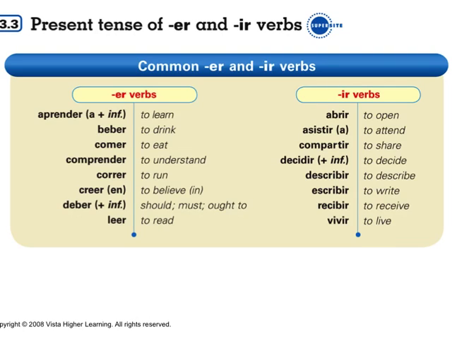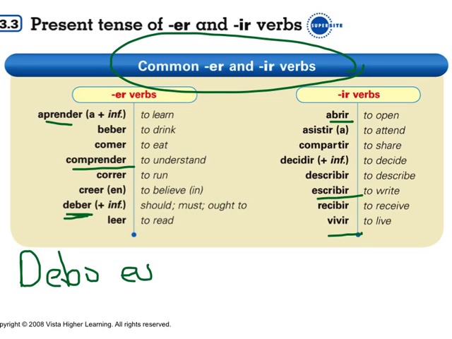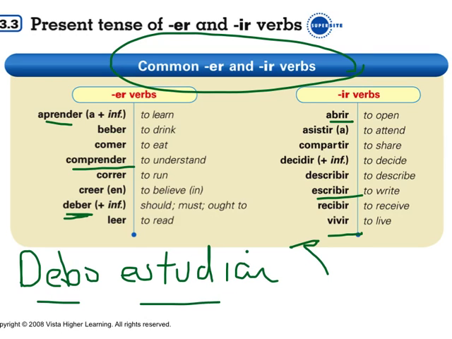And so here, just like the AR verbs, here's a list of common ER and IR verbs like aprender, you should know that. You should know abrir. You should know comprender, escribir, vivir. Here's one right here. Deber plus the infinitive, should, must, ought to do something, like debo estudiar. Estos verbos aquí. Debo estudiar.